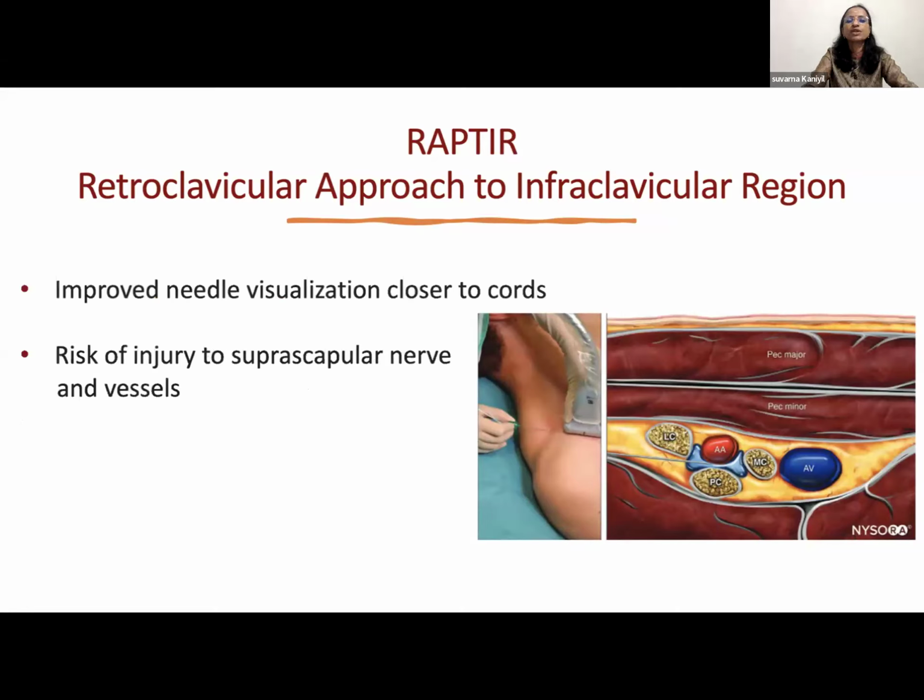Actually, it improves the needle visualization closer to the cord, but there's a danger because there is a risk of injury to the suprascapular nerve as well as the vessel. So it is not much recommended these days.